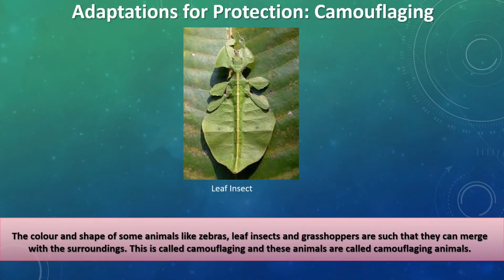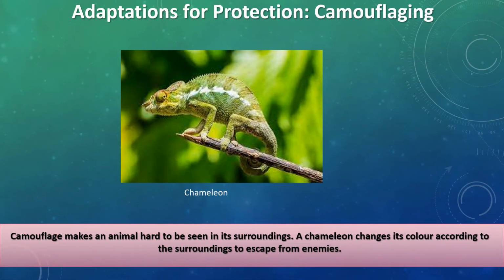Let us see how animals adapt for their protection. The first one is camouflaging. The color and shape of some animals like zebras, leaf insects and grasshoppers are such that they can merge with the surroundings. This is called camouflaging and these animals are called camouflaging animals. Camouflage makes an animal hard to be seen in its surroundings.